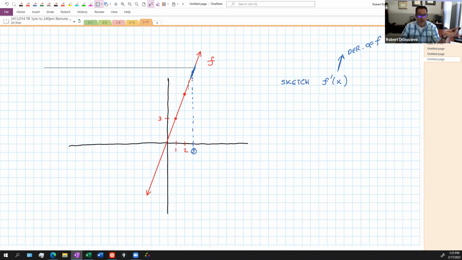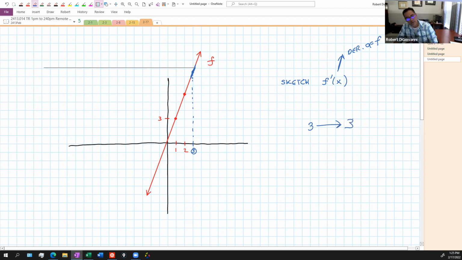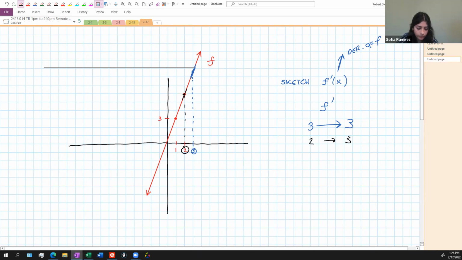The slope of the red line is 3, which means that if I go to the point 3 and go up there, the slope of the tangent line should also be 3, right? Yes. Okay, so let's graph that function. When I plug in 3, it spits out 3. That's what the derivative is doing. Let's keep going. How about if I plug in 2, Sophia? What's the slope of the tangent line? 3, right? So if I plug in 2, I'm going to get 3.